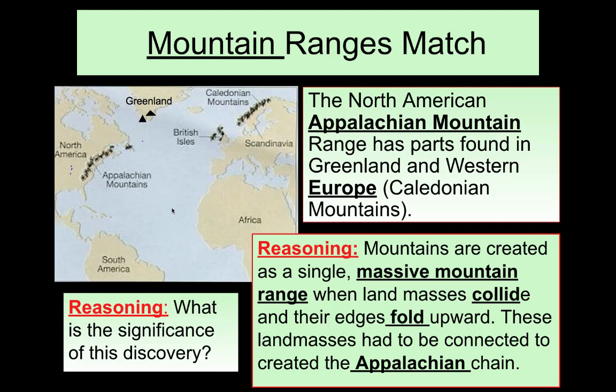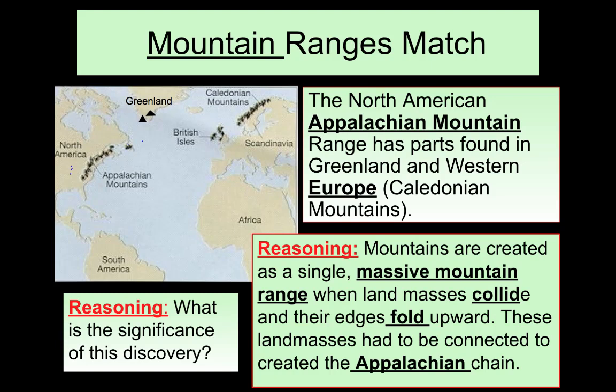Well, Wegener argued that mountains are only created as a single massive mountain range when land masses collide and the edges fold up. In order for these mountains to be found in North America, Greenland, and portions of Europe, these land masses had to be connected. And they must have been connected, boys and girls. This is a very significant piece of evidence.